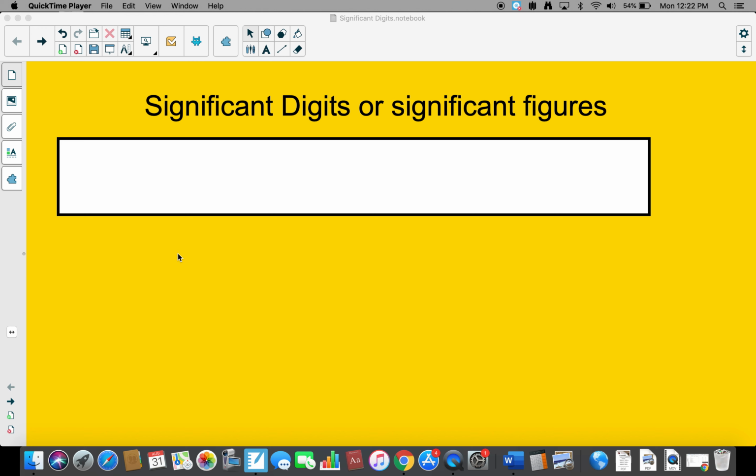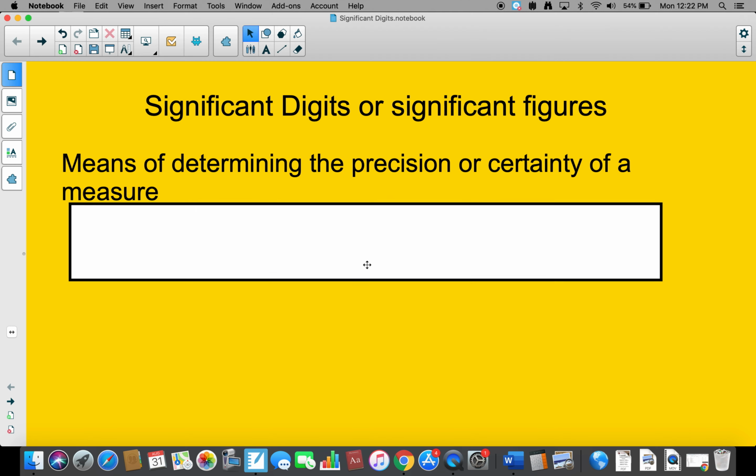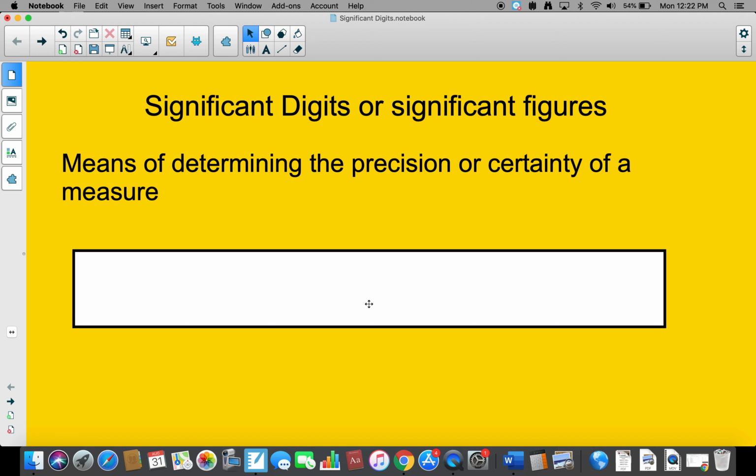In chemistry, we're going to have another exciting class time here. We're looking at significant digits or significant figures, or Sig Figs as I call them. This is a very important concept. We will be using this all year long. Okay, what are Sig Figs? They are a means to determine the precision or certainty of a measure. So how confident are we in a measure? That's what Sig Figs are.